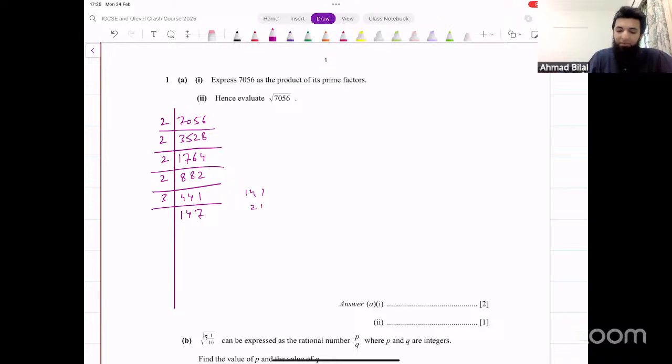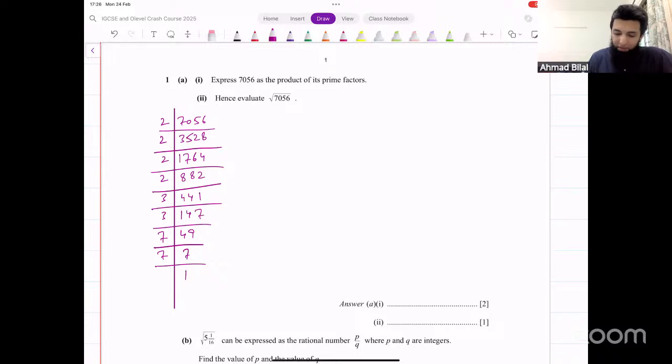Okay, again, it can be divided by 3. That should work. 14 over 3, we can have 4 here, and then 27 over 3, that's 9. And then we have 49. We can't divide by 3 anymore. 5 doesn't work, 7 works. So 7, then we have 7 and 7 again. This is the prime factorization that we get for this.